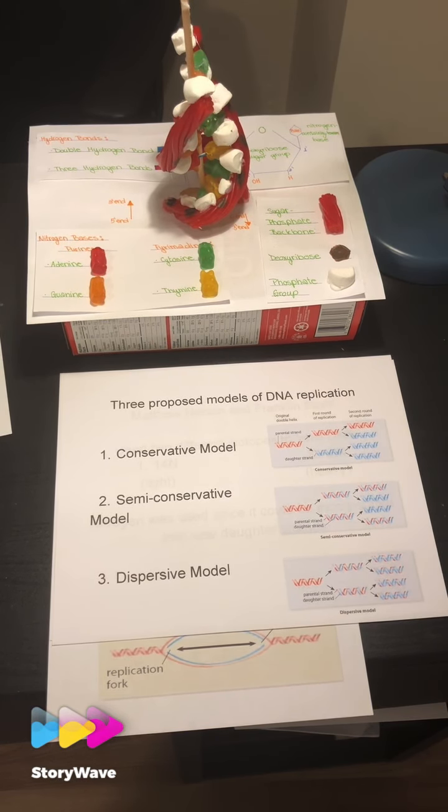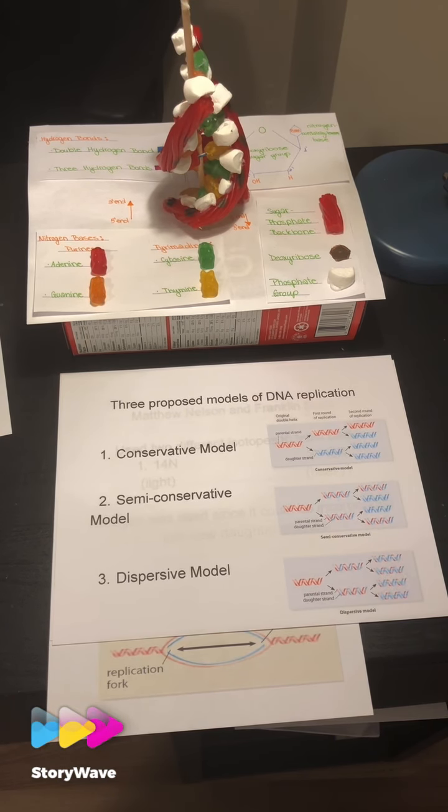The first one was the conservative model, and it proposed that replication involved the formation of two new daughter strands from the parent templates. So the two new daughter strands join together to create a new double helix, and the two original parent strands would then reform into a parent molecule.